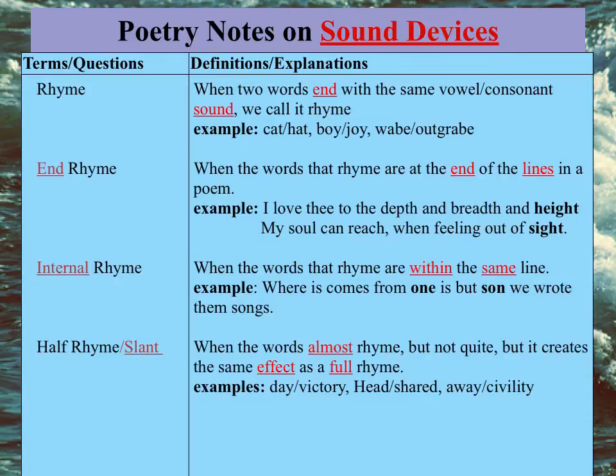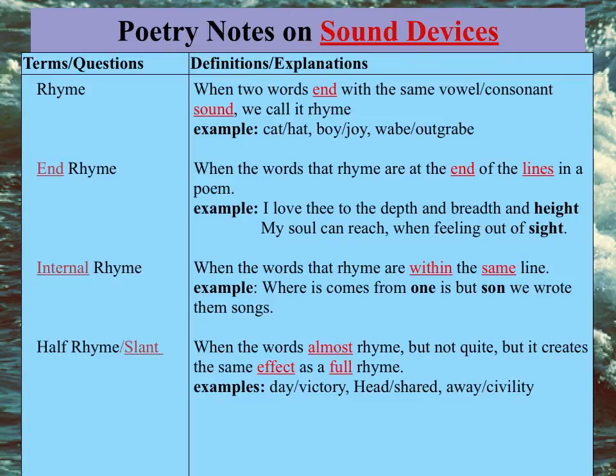There are different kinds of rhyme, though, which you might not know about. One type of rhyme in poetry is called end rhyme, and it's when the words that rhyme are at the end of the lines. So when I write a poem and I end the line with one word, and then the next line ends with a rhyming word, that's end rhyme. I love thee to the depth and breadth and height my soul can reach when feeling out of sight. See how the two rhyming words are at the ends of the line.